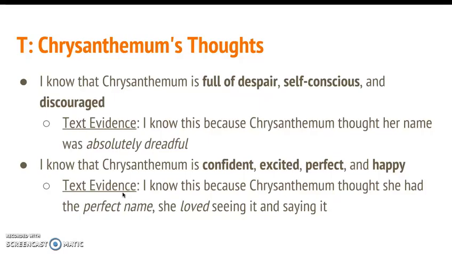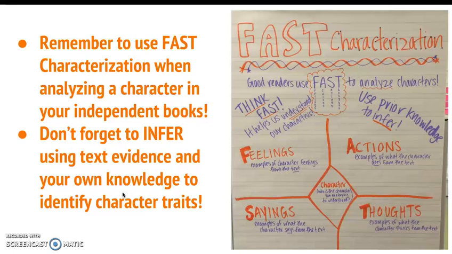I know that Chrysanthemum is confident, excited, perfect, and happy. I know this because in the text, Chrysanthemum thought she had the perfect name. She loved seeing it and saying it, and then this showed me that she really thought that her name was absolutely perfect. So remember when you're reading your independent books to use fast characterization when analyzing a character. Also, don't forget to infer using text evidence and your own knowledge to identify character traits. Here I have an anchor chart of fast characterization that I created that you have seen in class.